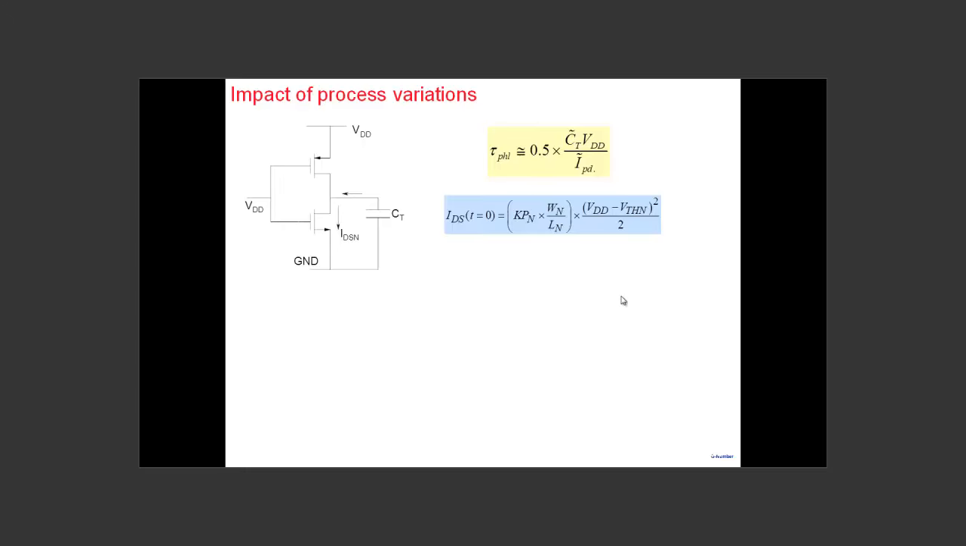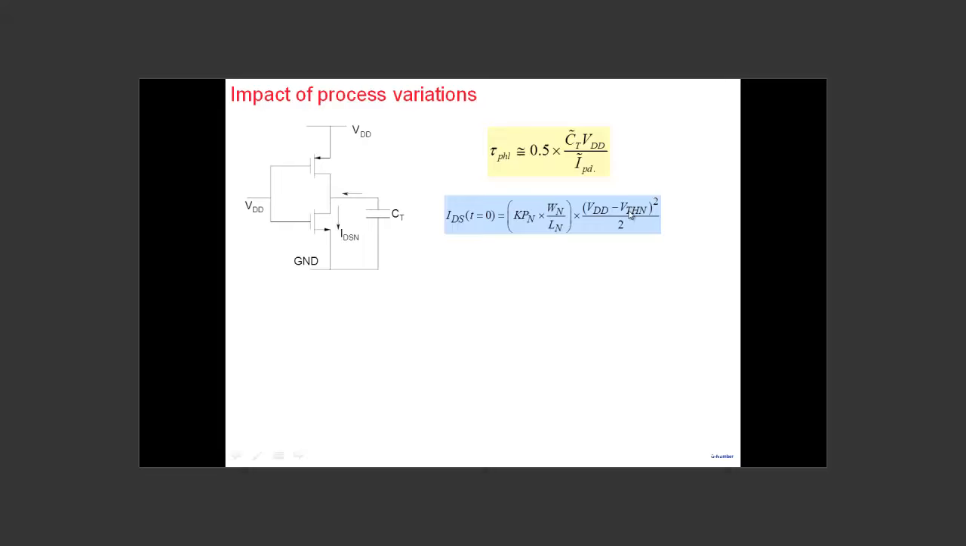Some more things about process. So what I said was delay is a function of the rise time and the fall time of the inputs. There's another complication. I've been giving you KPN and all of these as if all the transistors have the same KPN, same VTH. When you're making millions of transistors, there's a variation.